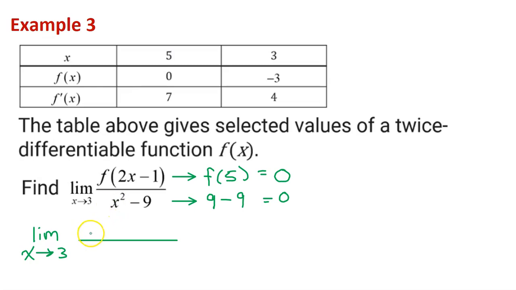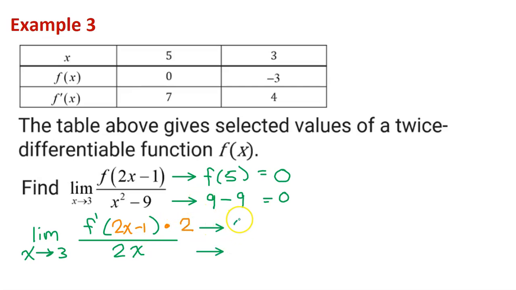First, we take the derivative of the outer function, which is f prime. The inner function is 2x minus 1. And according to the chain rule, we have to multiply by the derivative of the inner function, which is 2. The derivative of the denominator is 2x. Let's try the direct substitution again.